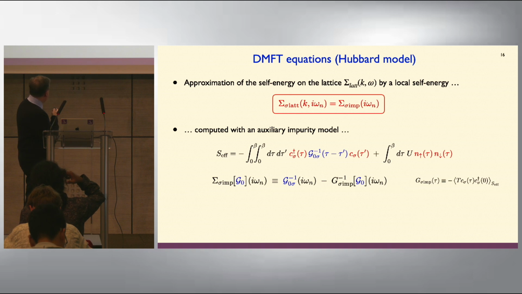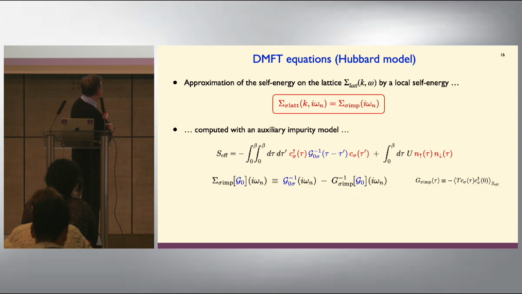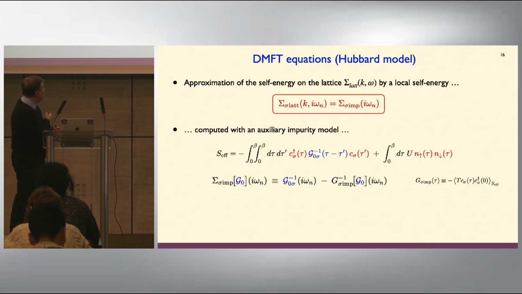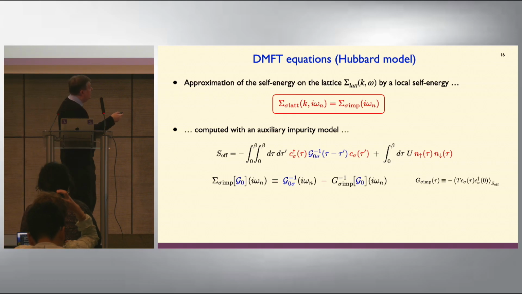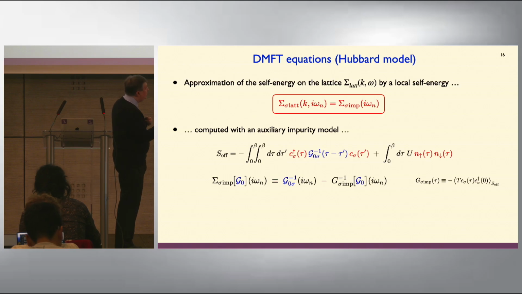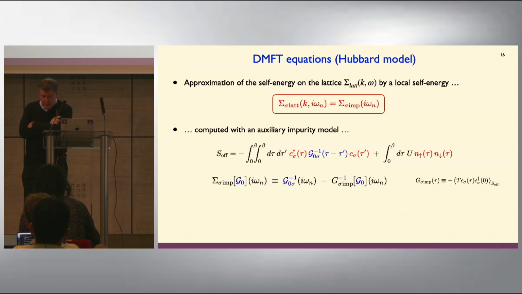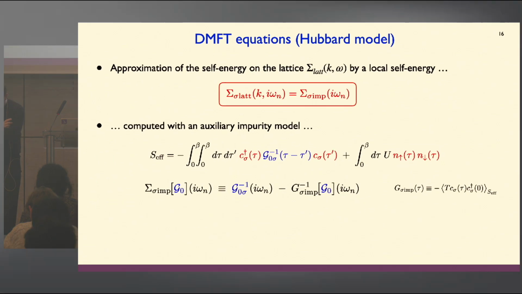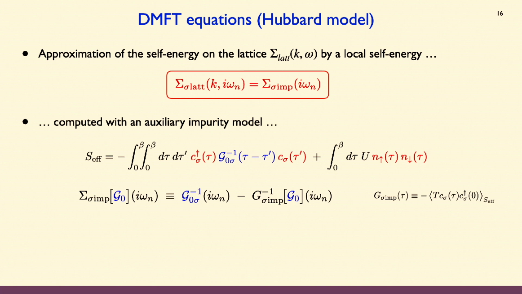And the self-energy is defined by its natural definition, compared to the bare propagator curl G naught. So I will call curl G naught, like yesterday, the bare propagator of the impurity problem. G imp is the impurity Green's function, so it's just the correlation function in terms of the effective action. And that's good.